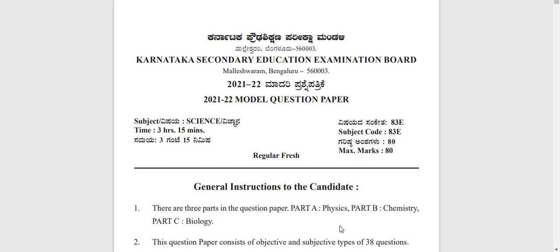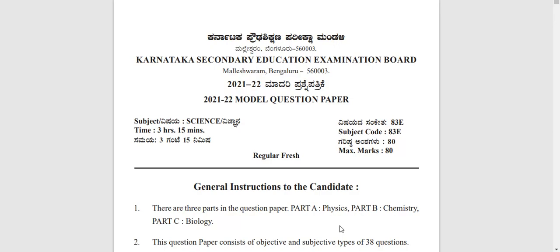In the same pattern, you will get the question papers in the board exam. So go through the model papers and understand what type of questions will come. According to that, we will practice the questions and score good marks in the exam. Right? So let's have a quick look at the model paper released by the Karnataka board for the year 2021 to 22.